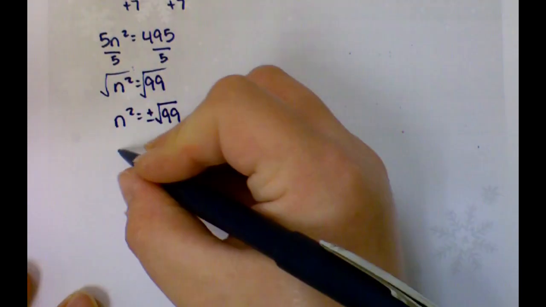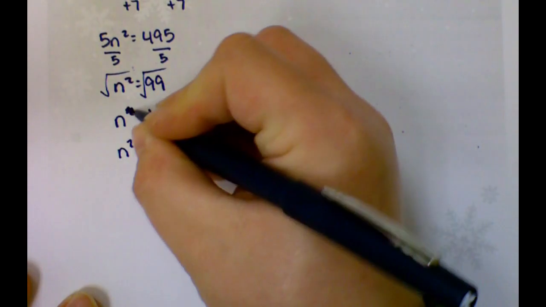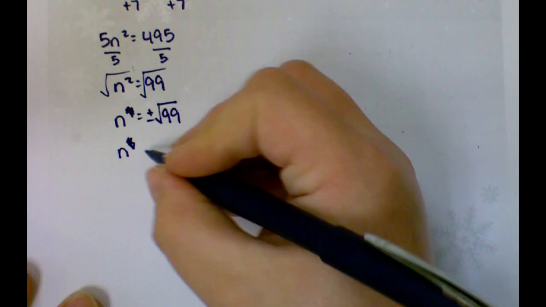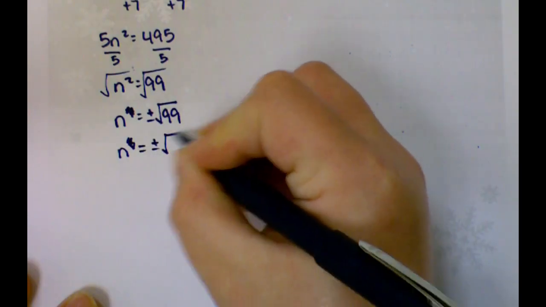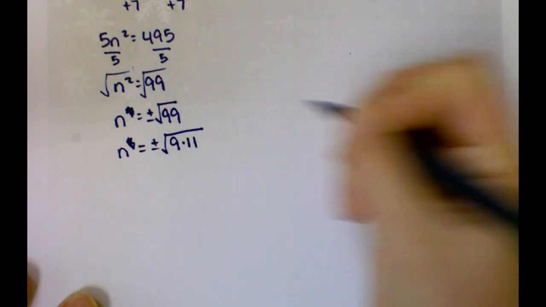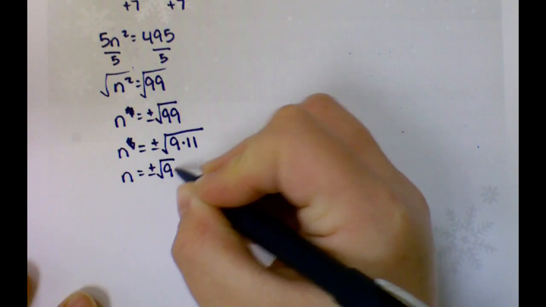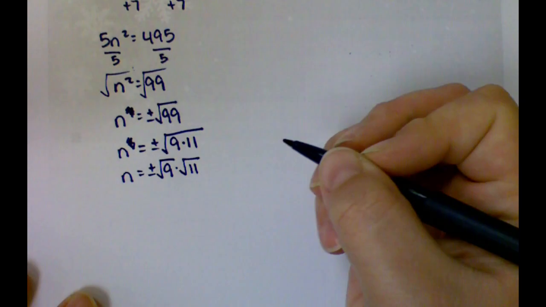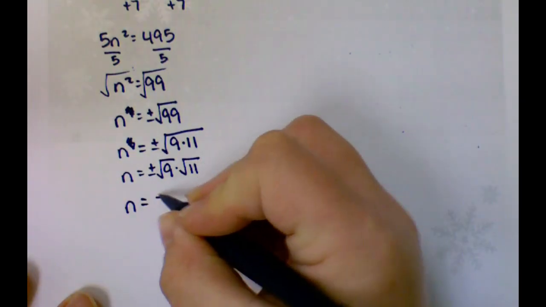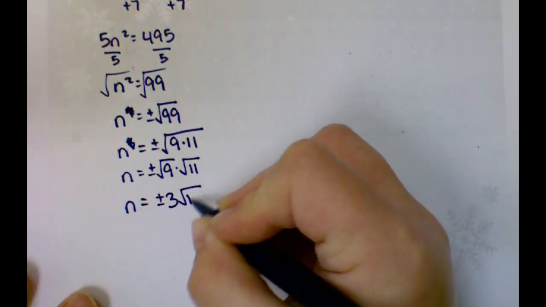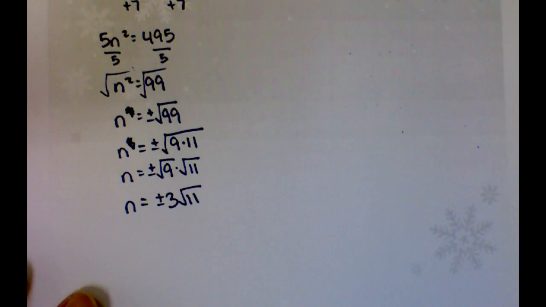Well, what perfect square can go into 99? Oops, why am I putting a square there? Just n. Well, I can make it 9 times 11, because I can then split those apart and make it the square root of 9 times the square root of 11. And I know that the square root of 9 is 3, and the square root of 11 stays with that plus or minus in the front.